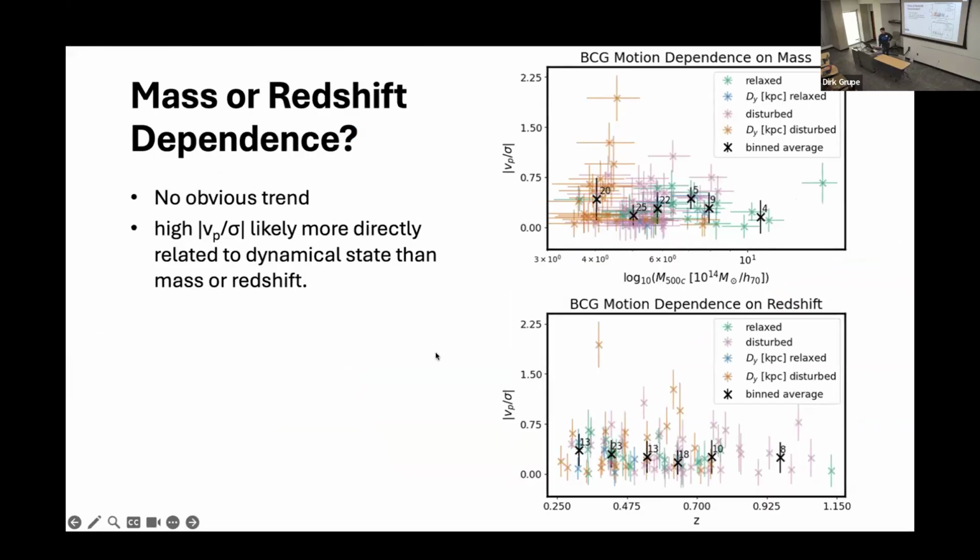It's a slide, anyways, that says that there's no real correlation with mass or redshift, which is slightly against theoretical predictions, because we assume that for a fixed redshift, more massive objects should have higher peculiar velocities and dynamical disturbance, and for fixed mass, lower redshift objects should have lower peculiar velocities and be more relaxed. But in the literature, this has been debated anyways, and if there is a correlation, it seems to only be for those most disturbed objects.